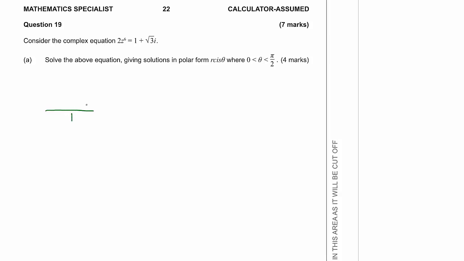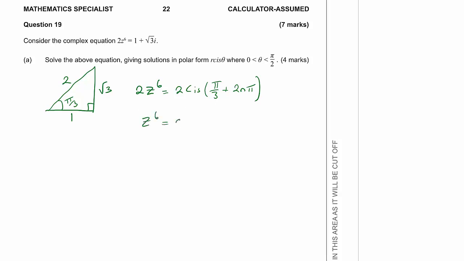So that goes 1 that way and root 3 that way, which will make this 2, the square root of 3 plus 1, and the inverse tangent of root 3 over 1, so this one is pi by 3. So we have 2z to the 6 is equal to 2 cis pi by 3 plus 2n pi. Remember, every time we land on it as we go round and round. Divide by 2, and z to the 6 is cis pi by 3 plus 2n pi.